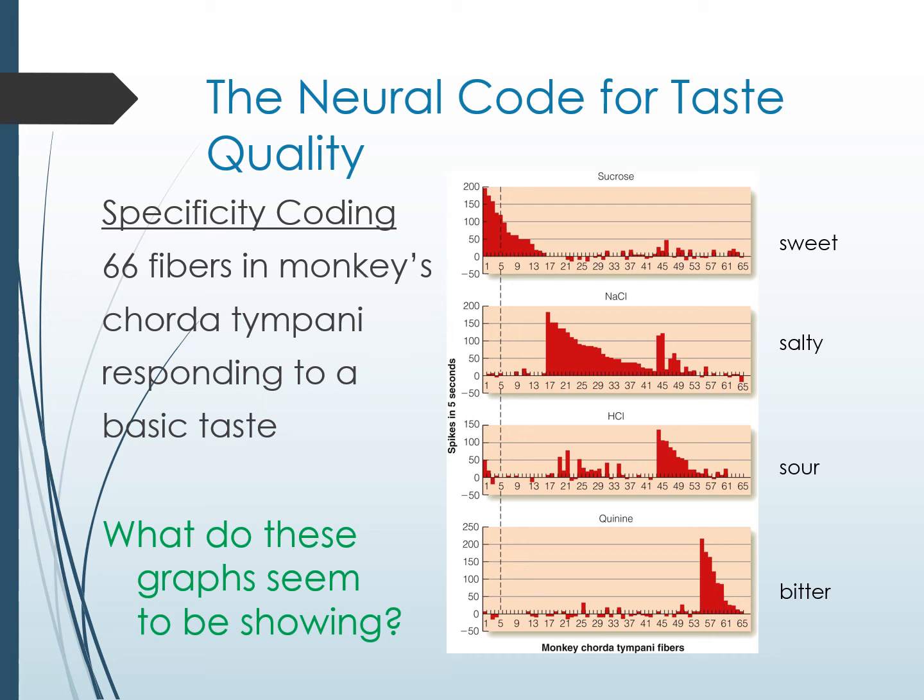So usually at this point, I ask, what do these graphs seem to be showing? Again, this was taken as evidence for specificity coding, and he shows us at neuron number 5 that that particular neuron is responding to sucrose, to my sweet taste, and not to sodium chloride, hydrochloric acid, or quinine, not anything to my salty, sour, and bitter tastes.